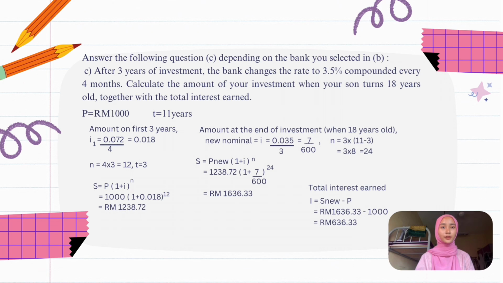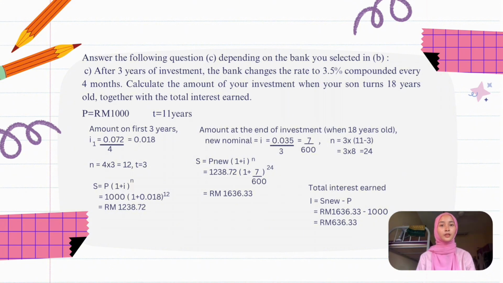After 3 years of investment, the bank changes the rate to 3.5% compounded every 4 months. Calculate the amount of your investment when your son turns 18 years old together with the total interest earned. So, the solution is we need to find a new P. Then, we need to calculate a new value of S using a new nominal rate. First, the value of P is RM1000 for 11 years. So, t equal to 11 years.